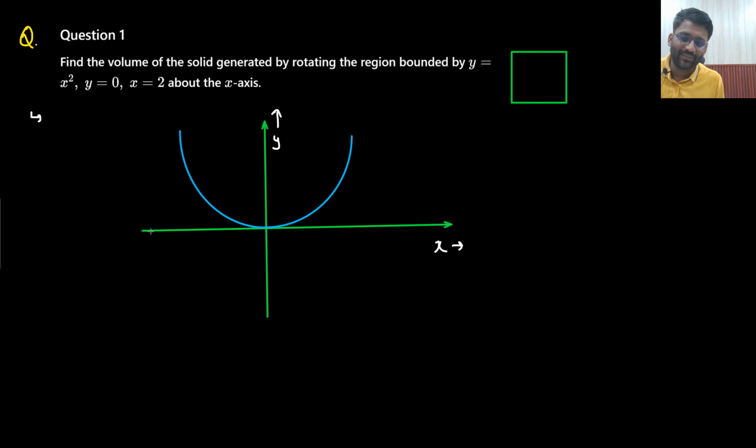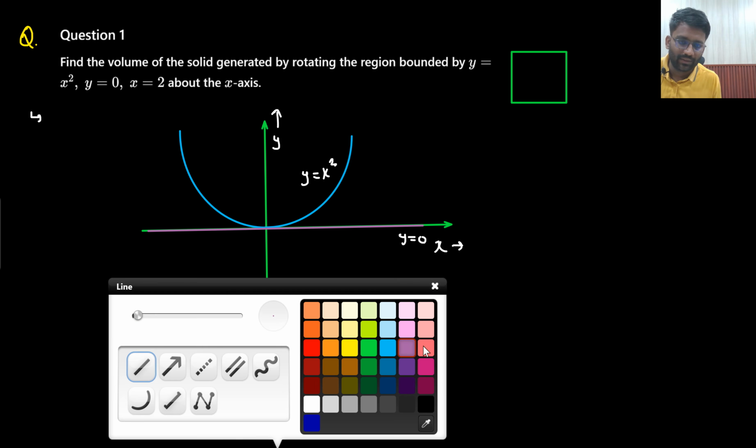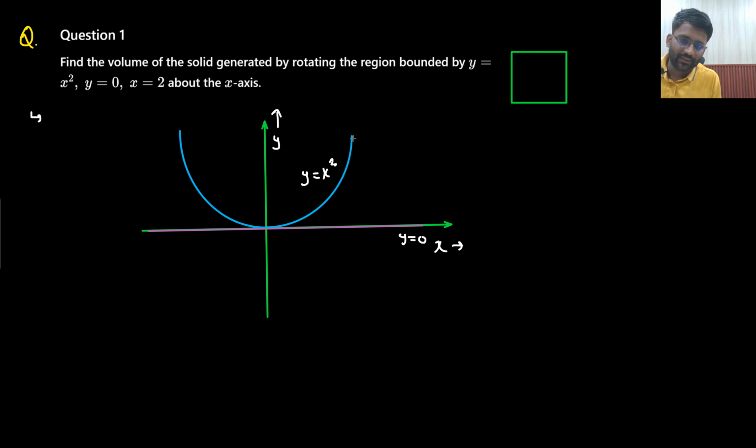Then y equals 0 will be this. This is your y equals x square, and this is your y equals 0. And what will be your x equals 2? Sir, x equals 2 will be this one. So for the equation x equals 2, if x equals 2, then y will be equal to 4. So they will be meeting at (2, 4). This point will be (2, 0).